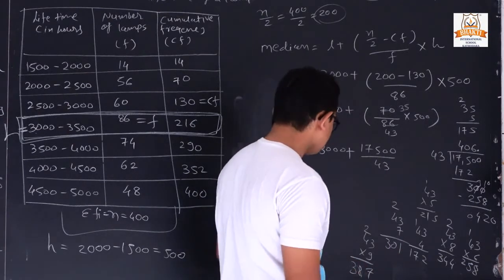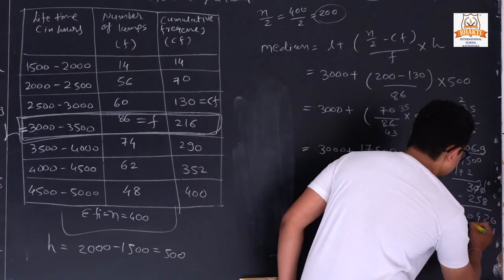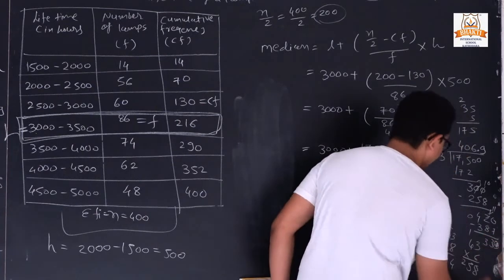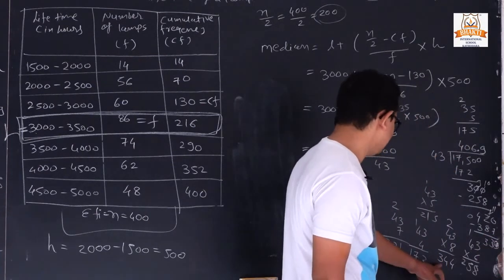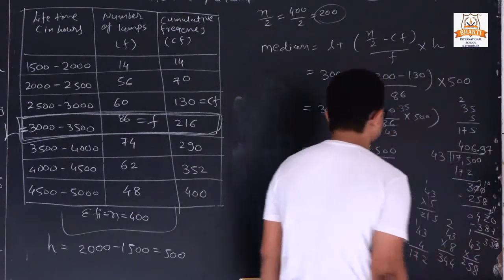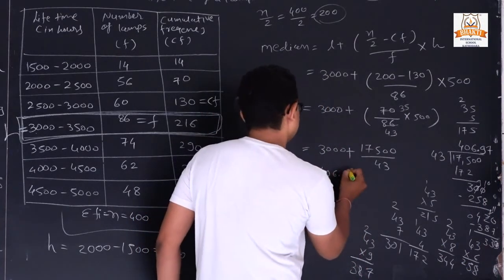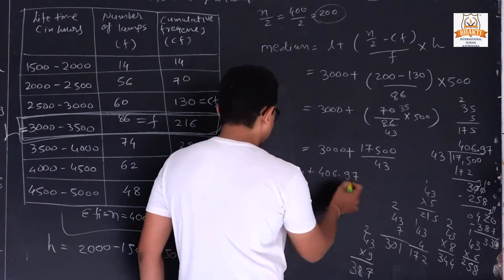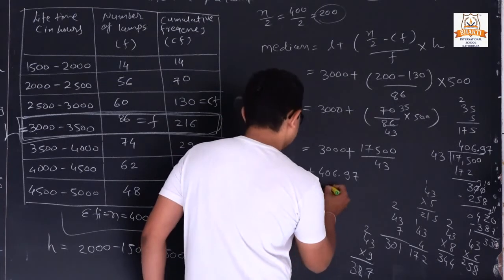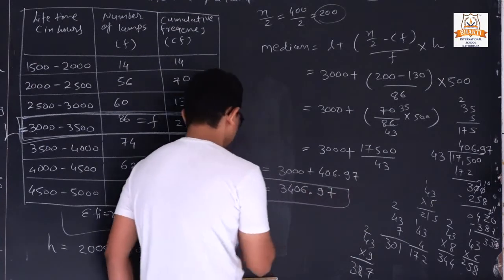So we can start with 9s. It will be 387. So 11 minus 8, 3, 33. Once again we will put 0. So 330. So it will be 7s are 301. So approximately the answer is 3000 plus 406.97. So add this. So 3406.97. So it is the value of the median. Clear?